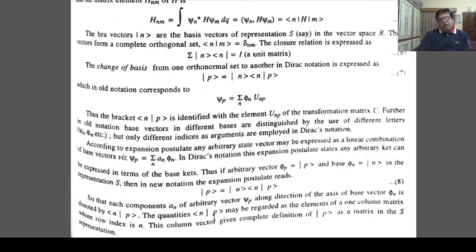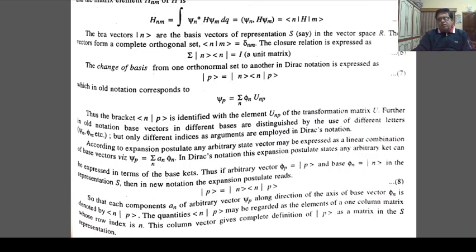The quantities ⟨n|p⟩ may be regarded as the elements of a one-column matrix whose row index is n. This column vector gives a complete definition of ket |p⟩ as a matrix in terms of the S representation.